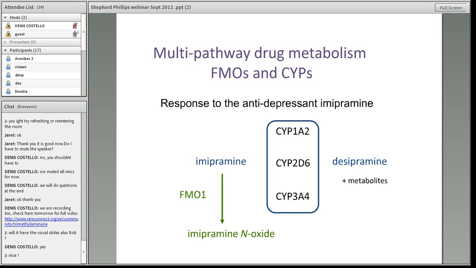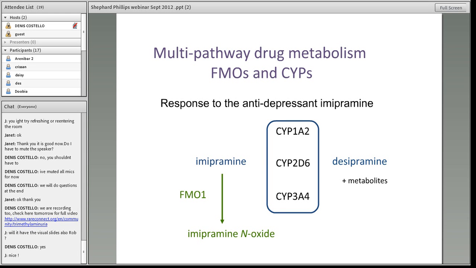So in this slide, I'm just showing you a simple example of how a drug can be metabolized by an FMO and by several CYPs. The drug is an antidepressant, imipramine, and it's metabolized by FMO1, not FMO3, but I've chosen this example just because it's a simple and quite clean example to explain the process to you. So imipramine is converted by FMO1 to imipramine N oxide. So imipramine has a nitrogen onto which FMO1 puts an oxygen, and then imipramine N oxide can be cleared through the kidneys.